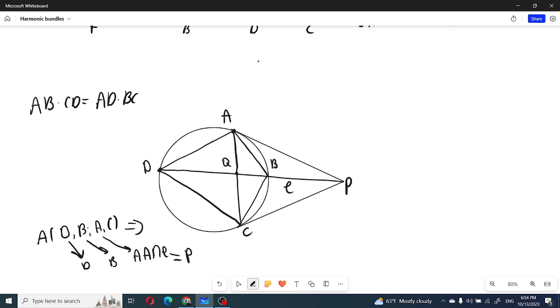and this must be point P, and then C must go to the intersection of AC and line L, and this is point Q. So we will show that D, Q, B, P must be also harmonic bundles. These 4 points will make harmonic points.